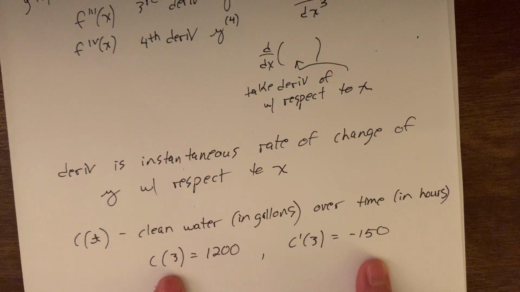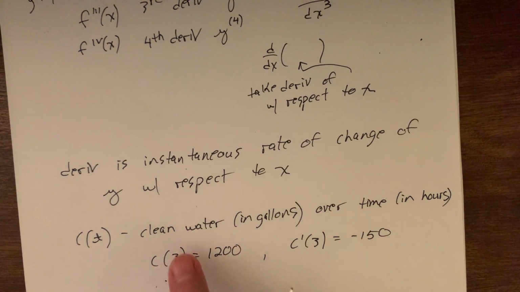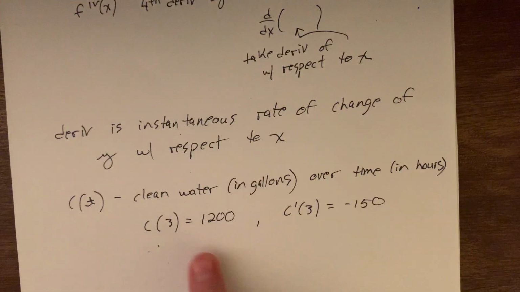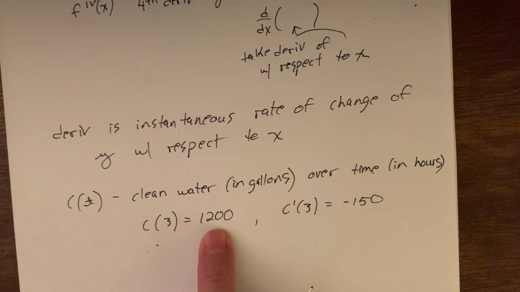Well, first thing, units. If this function measures the amount of clean water, maybe we work in a large apartment building, maybe we work in a desert area and we're trying to preserve the ecosystem, whatever, but we're measuring how much clean water we have in gallons over a period of time. This would say that after 3 hours have passed, whatever time we started the clock, if we started at noon, it's 3 p.m. If we started at 1, it's 4 o'clock. But 3 hours after we started, there are 1,200 gallons of clean water still available.